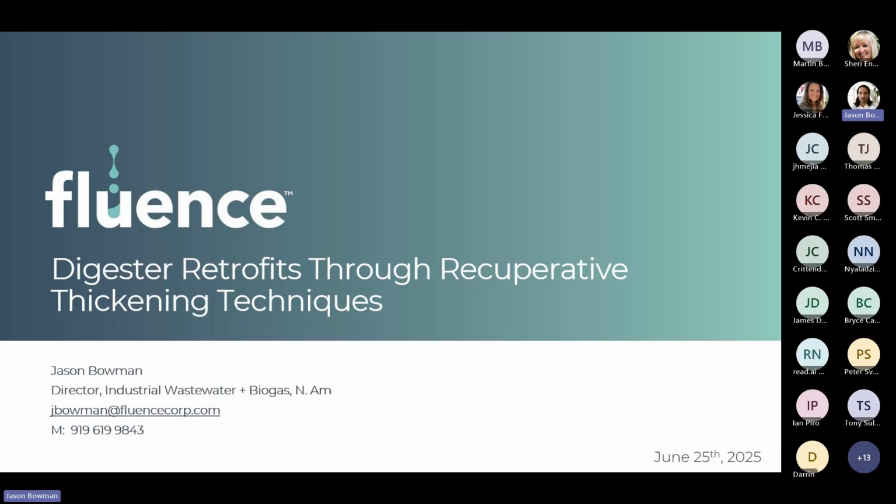For those who aren't as familiar with Fluence's industrial division, we have a specific focus within the food and beverage processing markets where we provide solutions ranging from anaerobic digestion, which is the topic of today, to digestate treatment, to more advanced high-strength wastewater solutions. So for the purpose of today, we'll focus everything around our digesters and digesters in general, and a more unique option for using recuperative thickening methods to improve existing digester performance.